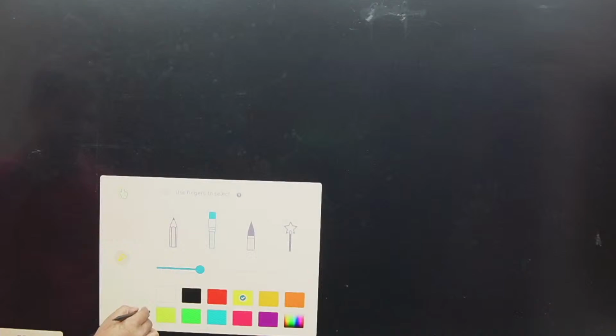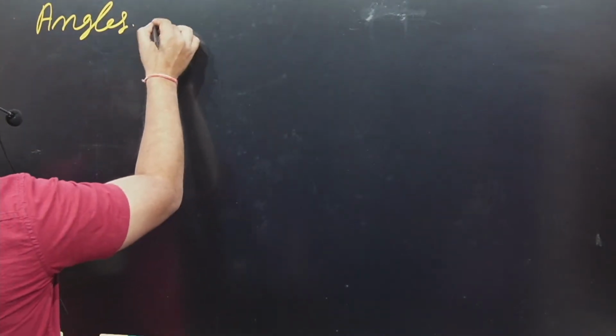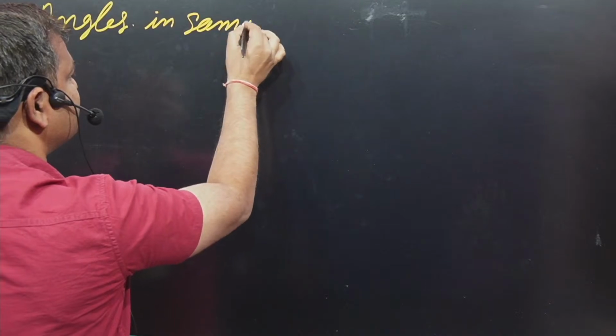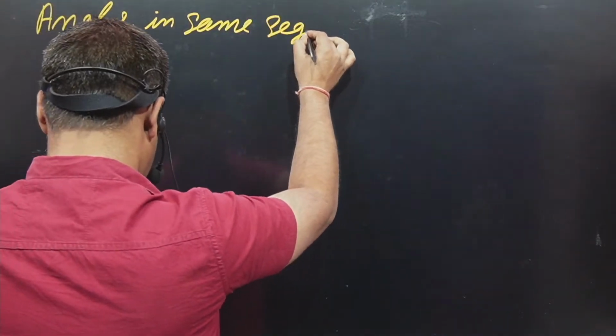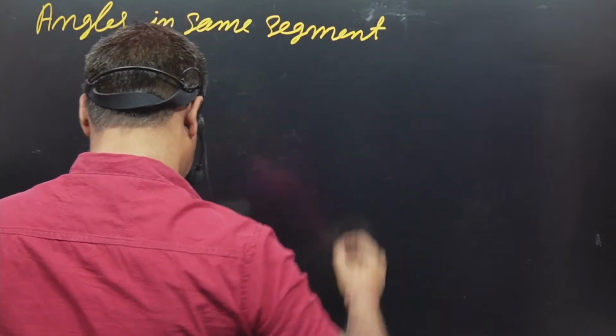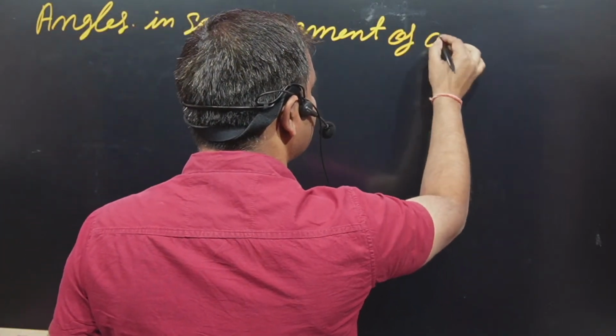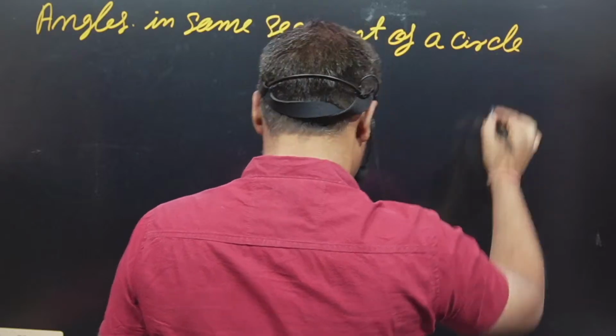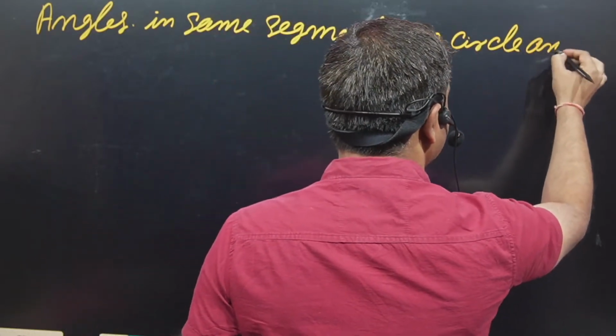The third theorem says angles in the same segment of a circle are equal. Okay, so theorem number 3: angles in the same segment of a circle are equal.